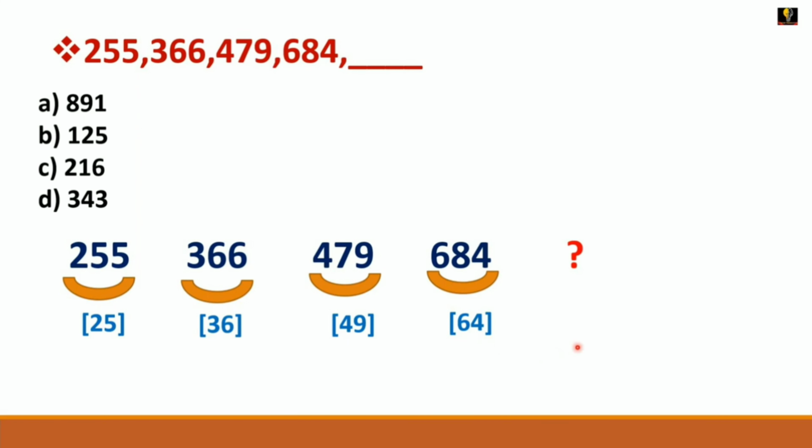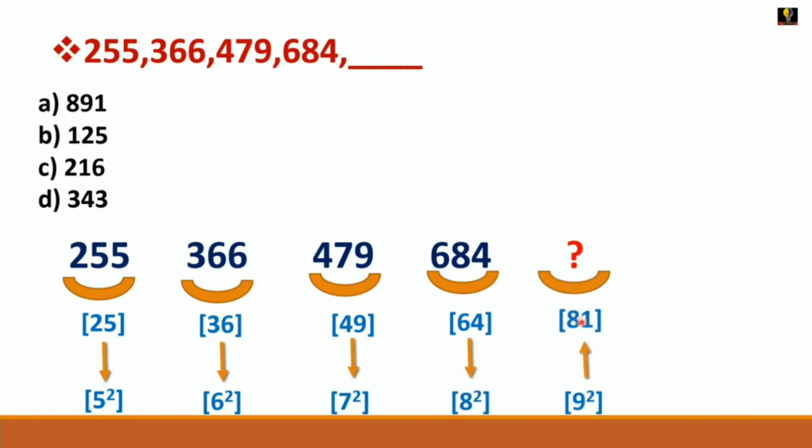So here it will be 9 square, right? 9 square means 81. So 8 will be the first number and 1 will be at the last. Now you can find the option. Option A: the first is 8 and the last is 1. So you should think in a different manner and find the answer from your options. The right answer is 891, and that is option A.